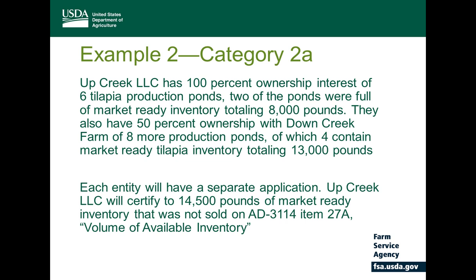Example 2 is Up Creek LLC has 100% ownership interest of 6 tilapia production ponds. 2 of the ponds were full of market-ready inventory totaling 8,000 pounds. They also have 50% ownership with Down Creek Farm of 8 more production ponds, of which 4 contain market-ready tilapia inventories totaling 13,000 pounds. Each entity will have a separate application. Up Creek LLC was certified of 14,000 pounds of market-ready inventory that was sold on the AD 3114 item 27A, which is the volume of inventory available.